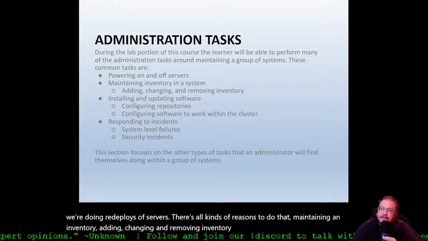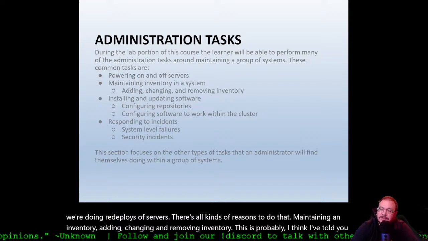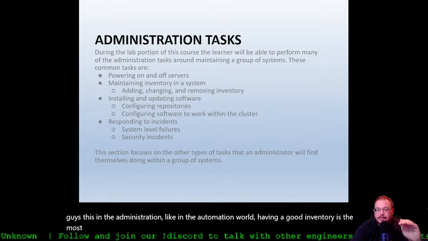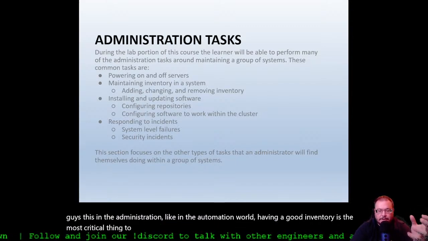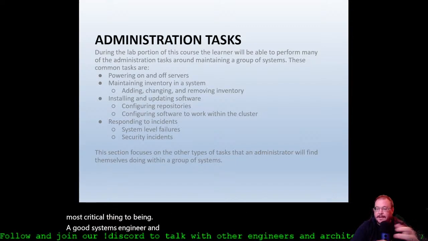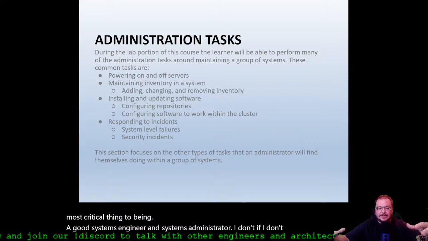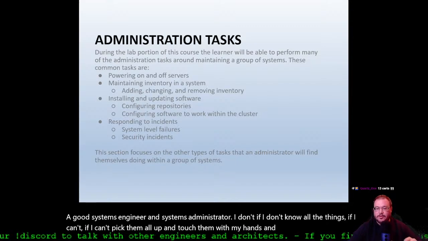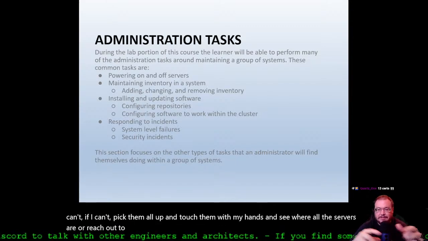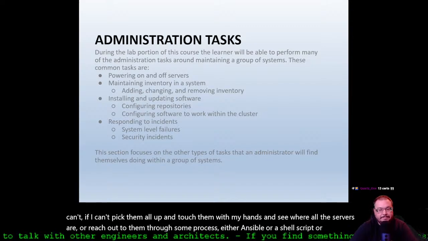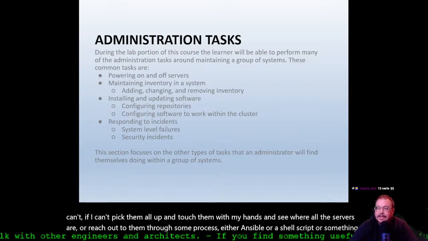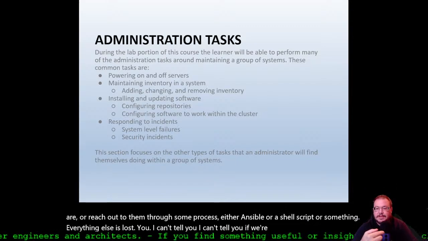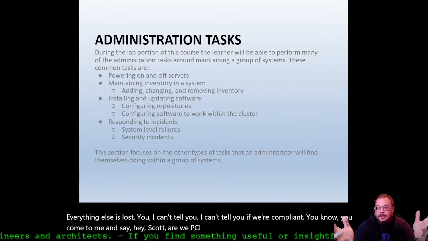This is probably... I think I've told you guys this in the administration, like in the automation world. Having a good inventory is the most critical thing to being a good systems engineer and systems administrator. If I don't know all the things, if I can't pick them all up and touch them with my hands and see where all the servers are, or reach out to them through some process, either Ansible or a shell script or something, everything else is lost. I can't tell you if we're compliant. You come to me and say, "Hey, Scott, are we PCI compliant in that environment?" And I go, "I don't even know what's in the environment."